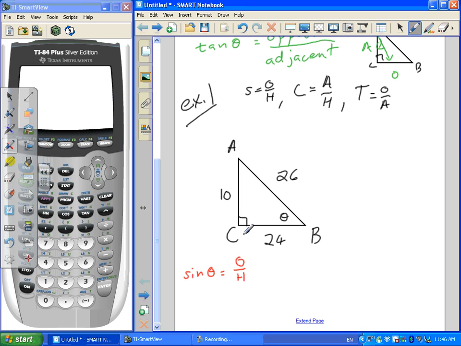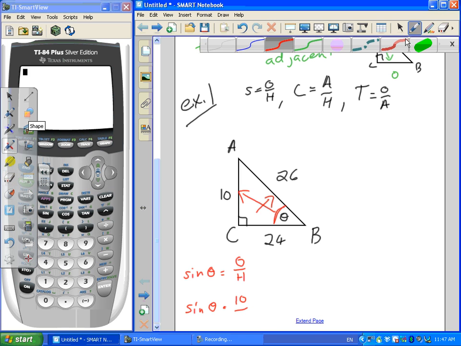Now what I'm going to do, this one will be in red for now. Here's the angle, angle B. First of all, which is the hypotenuse? 26. And which is the opposite side? 10. This is opposite of our angle. So I'm going to be replacing, we have sine, still theta. Opposite is 10. Hypotenuse is 26.